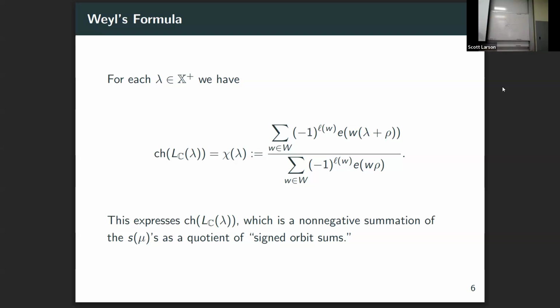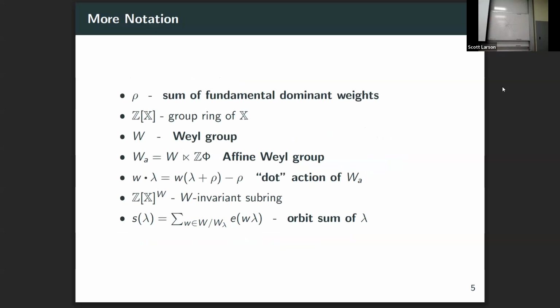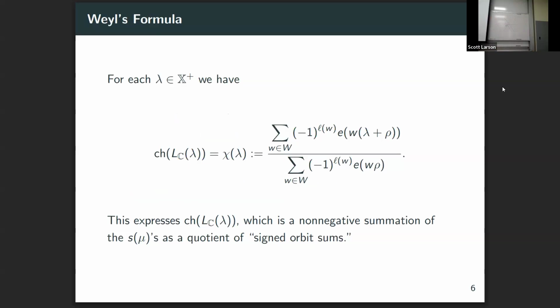So what are we staring at? Well, a second ago, we defined these orbit sums. And here what's happening is, if lambda is dominant, then I shove it, like in this picture, let's say this is the dominant region. By adding rho to it, I'm shoving it properly into the dominant region. And so when I act by the Weyl group, the orbit's going to be equal to the size of the Weyl group. There'll be no stabilizer.